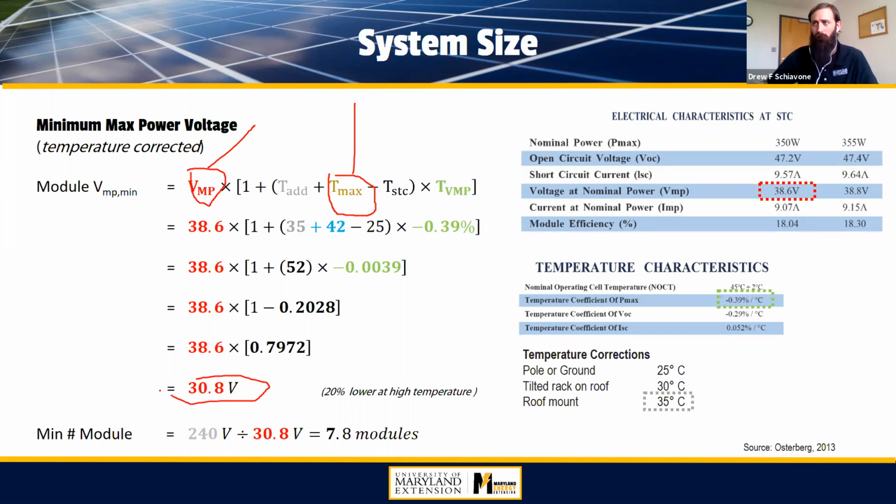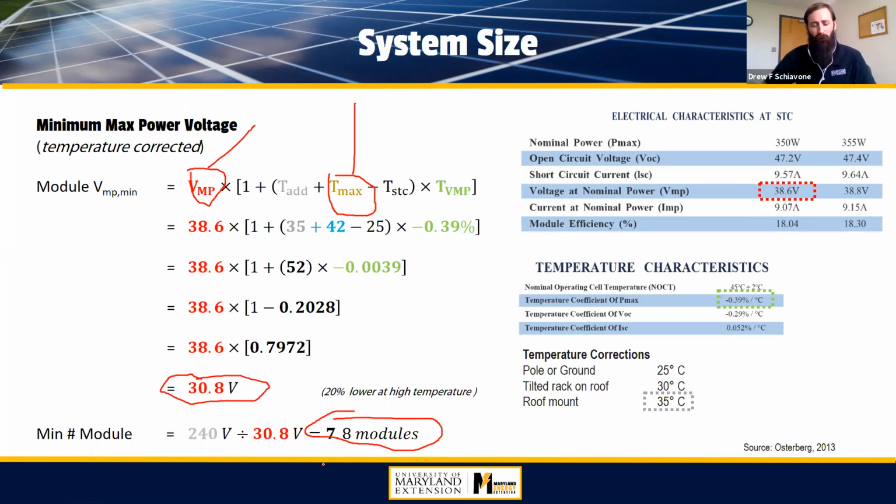Likewise, the output of that is almost 31 volts. So that's probably the lowest that you'd see coming out of this particular module that I'm looking at. Again, if you were to determine how many modules would work with that, you could divide the voltage by the modules. In this case, you get 7.8 modules. In this case, you'd be better to round up.